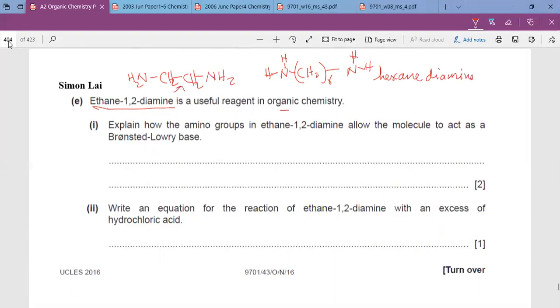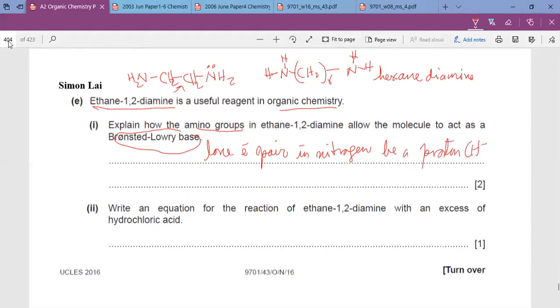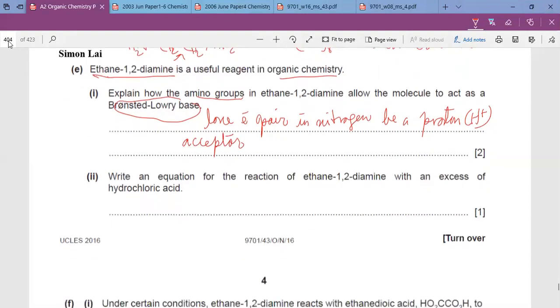Useful reagent for organic chemistry. Explain how the amino groups allow the molecule to act as a Brønsted base. It's quite simple, isn't it? Why? Because what's a Brønsted base? It's a proton acceptor, isn't it? Why? Because of the lone electron pair in the nitrogen, able to be a proton acceptor. Proton, if you're not sure, put an H plus here. Acceptor. Okay, now here they ask you to write an equation for the reaction with excess HCl.